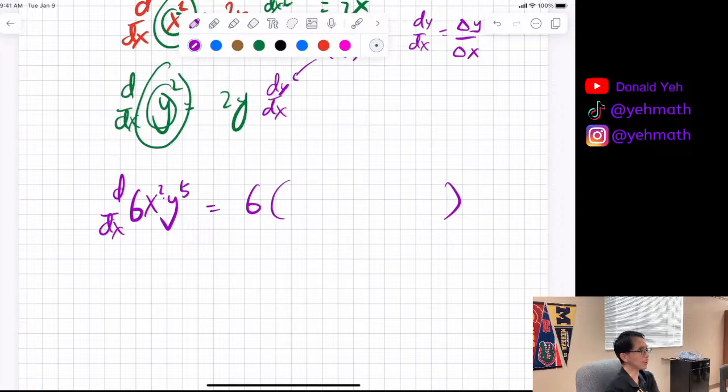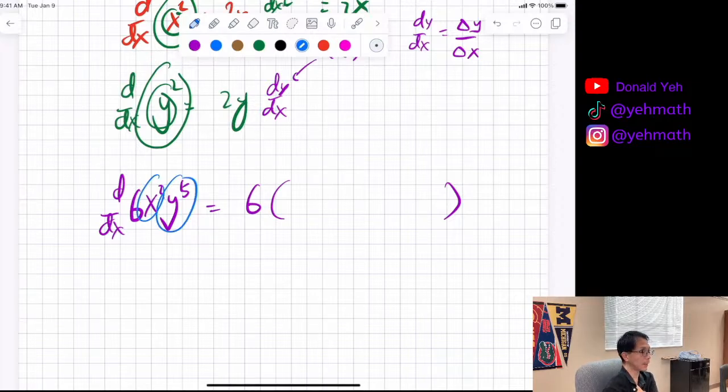What's the derivative of x squared y to the 5th? 2x 5y 4. No, come on, Omar, you can do better than that. What are you missing? I missed the product rule for y. Yeah, you missed the product rule because they are two things times each other, right?